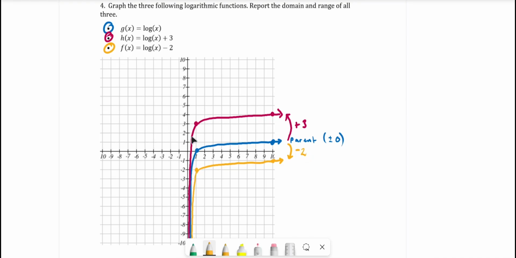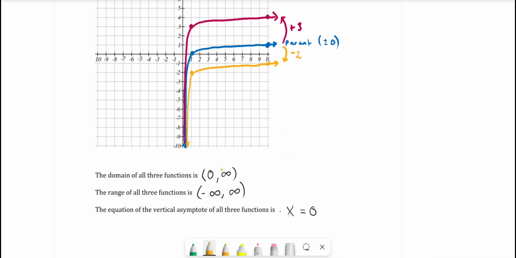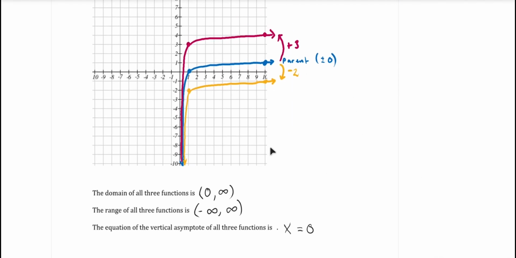So you can see that kind of spaces them out in this way, but certain things did not change. Their domain did not change, still from 0 to infinity exclusively. It's undefined at 0. We leave that out with the parentheses. Still having the same range. They're all going to increase indefinitely. They all plummet down to negative infinity, so we have the following range. And the equation of the vertical asymptote is still the same for all of them. X equals 0, aka the y-axis. So vertical transformations didn't really change much at all about the domain, about the range, or about the vertical asymptote.